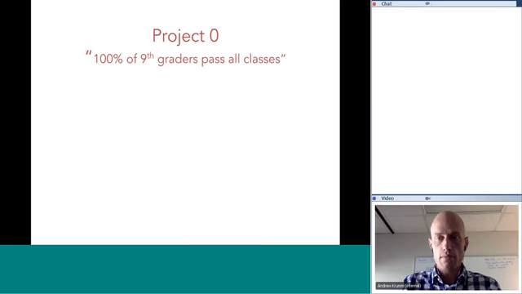So I'll give you a story of one of their projects, and then we can think back: if this is what they were working on, what would measurement look like? One of the first projects that they worked on was what they called Project Zero. They believed it was possible to get 100% of their ninth graders to pass all classes. So nobody's going to fail in ninth grade. They're trying to get rid of that DNF list.